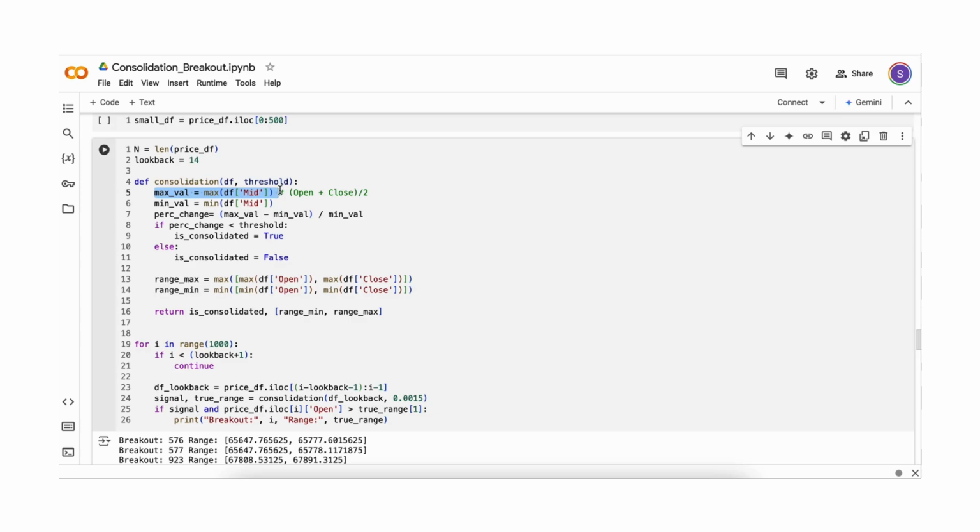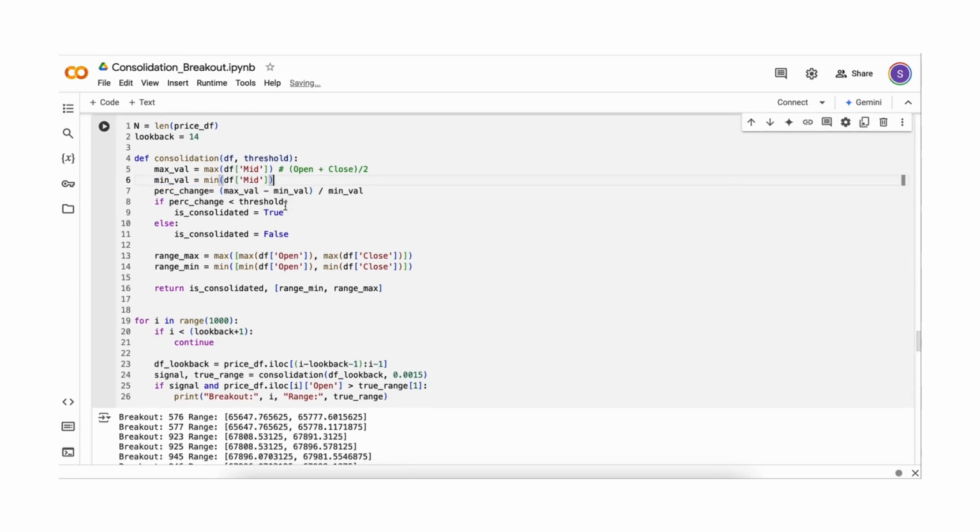Okay, so we want to look at the maximum value that the mid of the candle reached within those 14 days, and the minimum value that the mid of the candle reached within 14 days. And then we define the percentage change. If the percentage change is less than the threshold, is consolidated is true, else is consolidated is false. It is as simple as that.